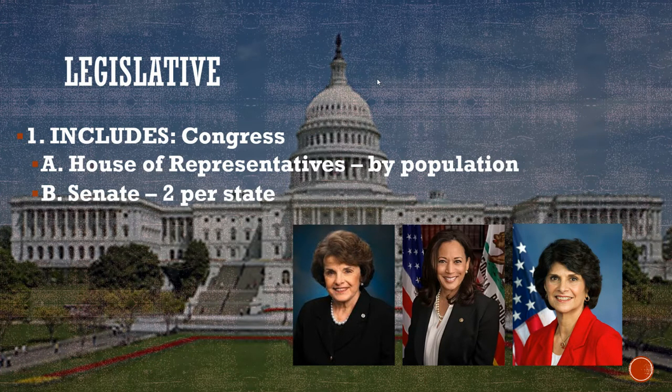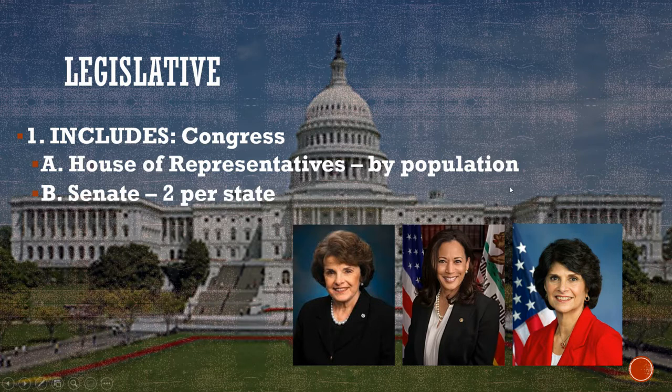So, which means the bigger states are going to have more power. The other house is called the Senate, and the Senate is equal. Every single state gets 2 senators regardless of their size. So if we have 2 senators per state, 50 states in the United States, we currently have 100 senators.